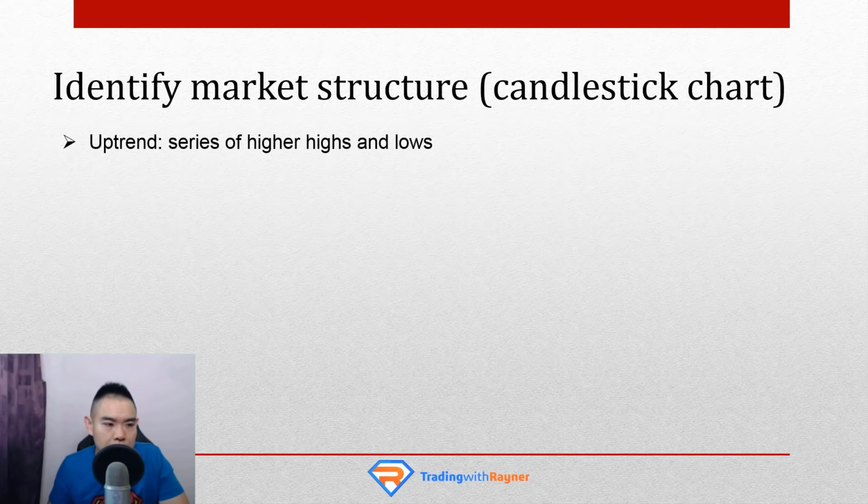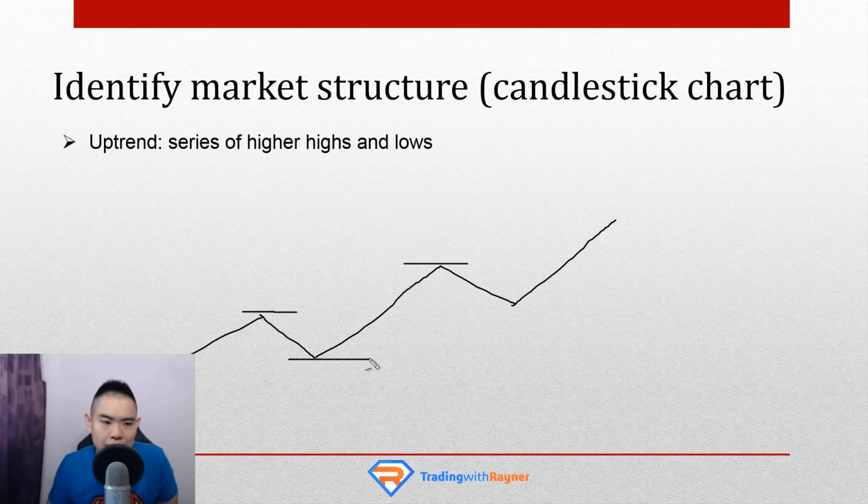It looks something like this. Price hits higher, makes a pullback, breaks out higher, makes a pullback, and then breaks out higher. So when you take a step back and look at this, you can see a series of higher highs and higher lows. Make sense? This is what we call an uptrend.